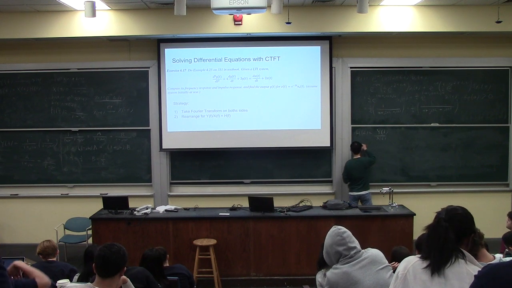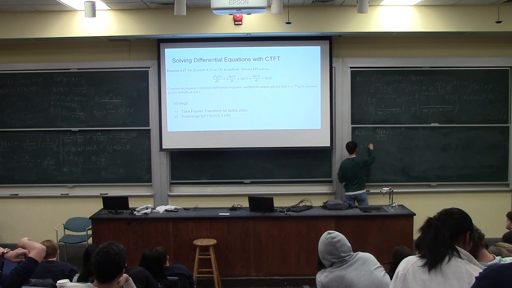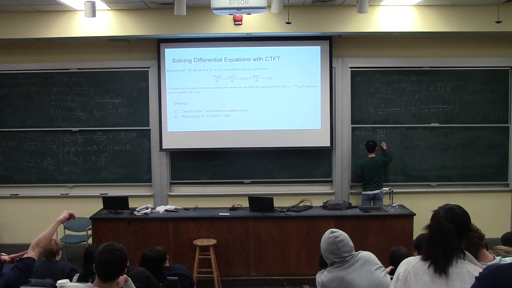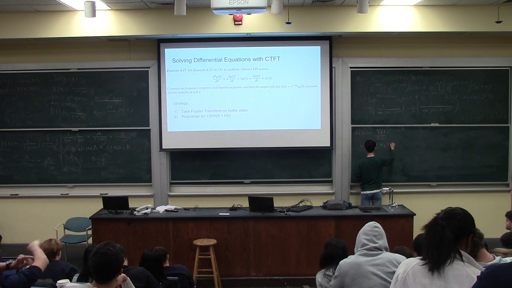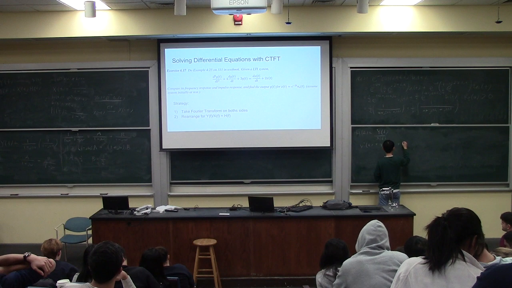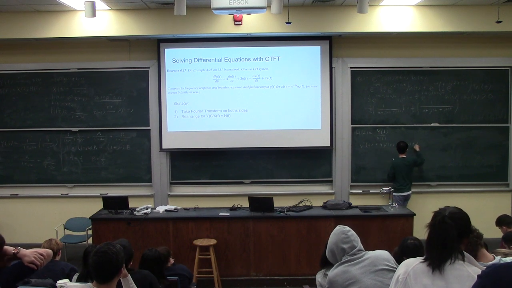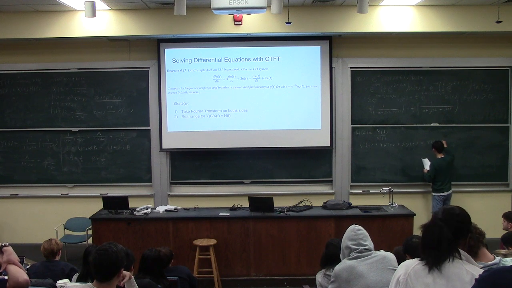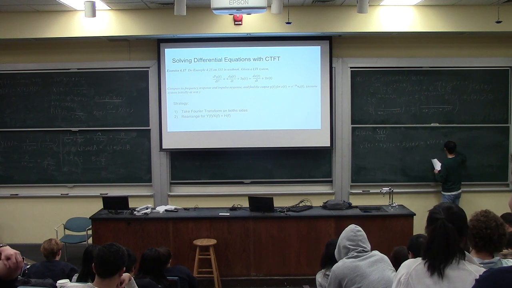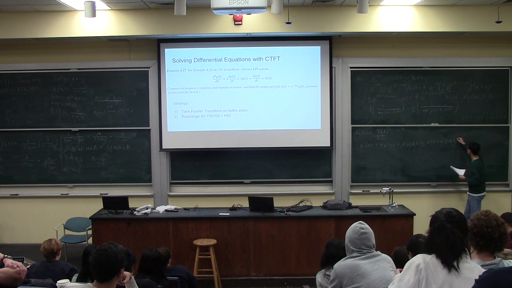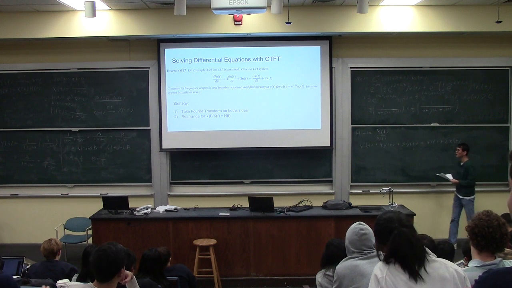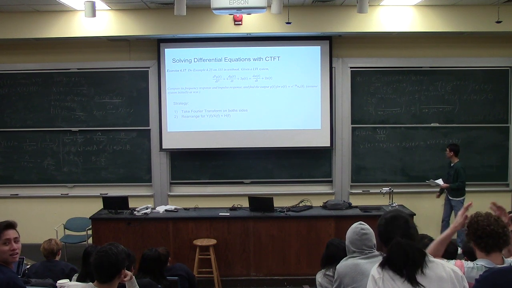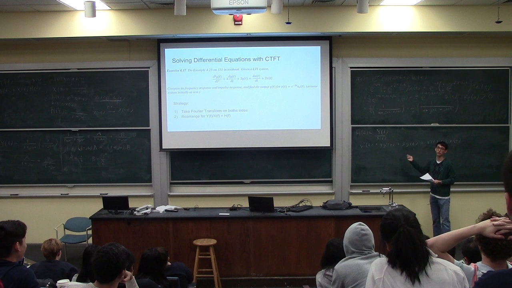So I'm going to rewrite the differential equation. It's y double prime of t plus 4y prime of t plus 3y of t, and it's equal to x prime of t plus 2x of t. Now the next step is we can take the Fourier transform on both sides.